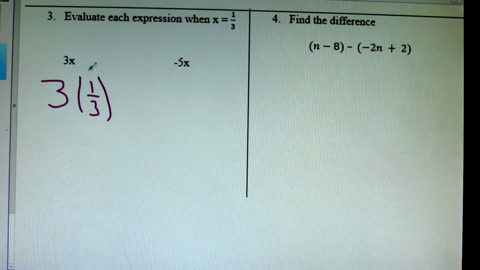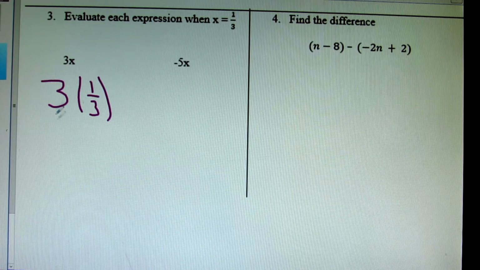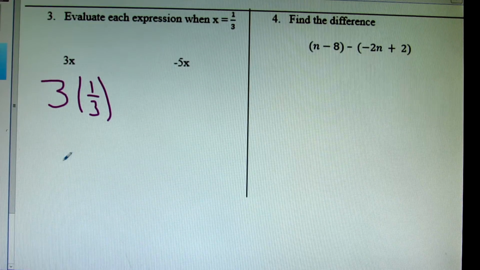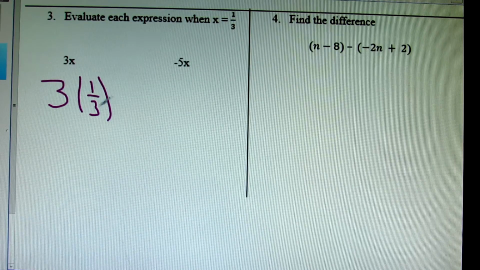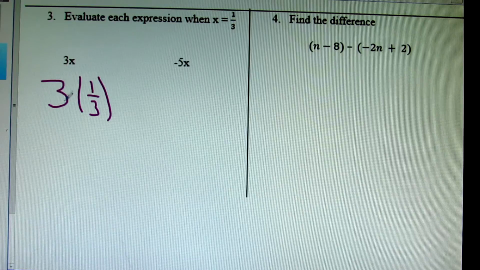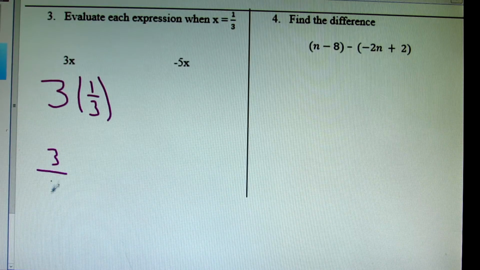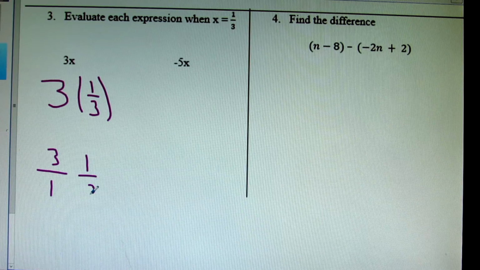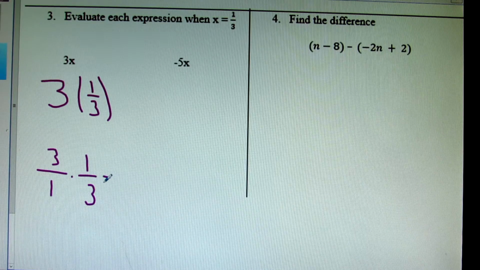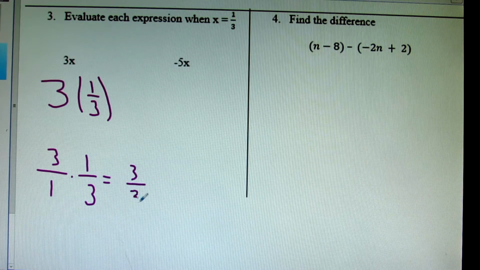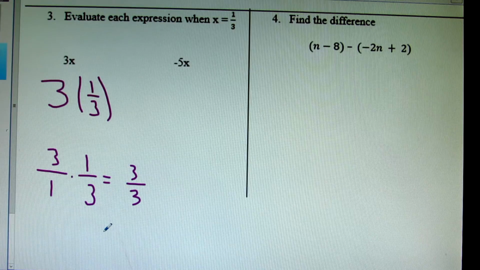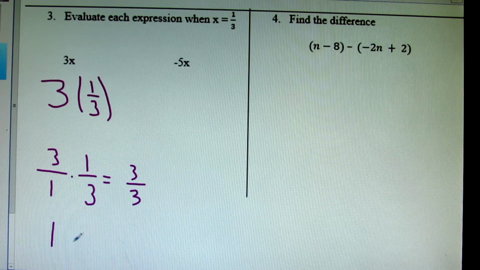3 times 1/3. This is actually a property as well. Jake, how can I multiply these? I have to change 3 to look like a fraction. I'm going to change it into 3 over 1. I'm going to multiply that by 1/3. This is one of our properties. I get 3 over 3, which reduces to what, Jess? That's right, 1. So 3 times 1/3 equals 1.